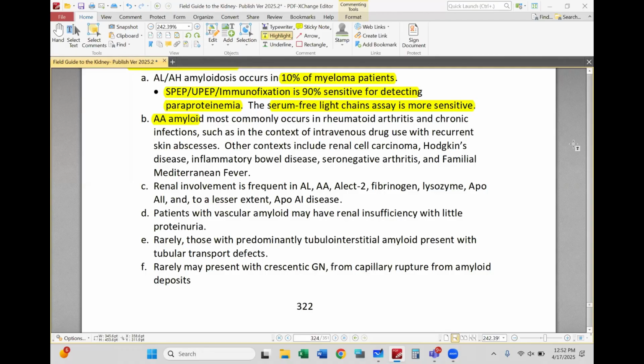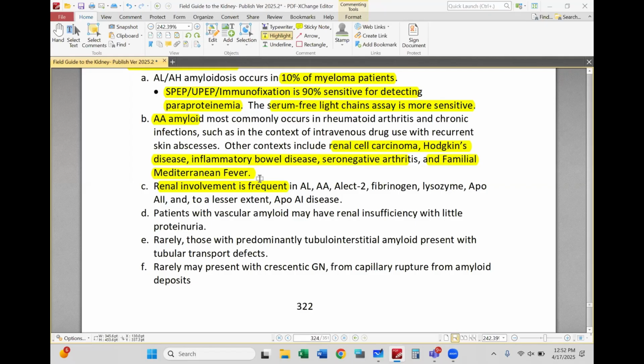We've talked about AA amyloid. I don't know that I need to go over that much more, except to highlight that there are other diseases that are associated with AA amyloid. The classic being familial Mediterranean fever, although that's very common. Renal involvement is again common in the variety of amyloidoses, and so sometimes you cannot dodge.